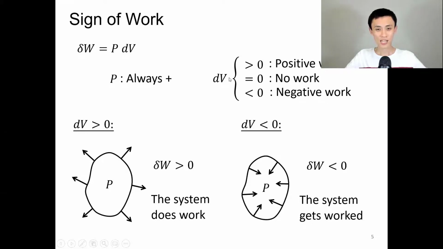If we don't have any volume difference, then this term is 0, so there is no work. Work is 0. If the volume change is negative, which means the volume decreases, then our work is going to be a negative number. So it's negative work. As the picture says, if the volume increases, we have a positive work, and the system does work. On the other hand, if the volume decreases, we have a negative work, and the system gets worked on.